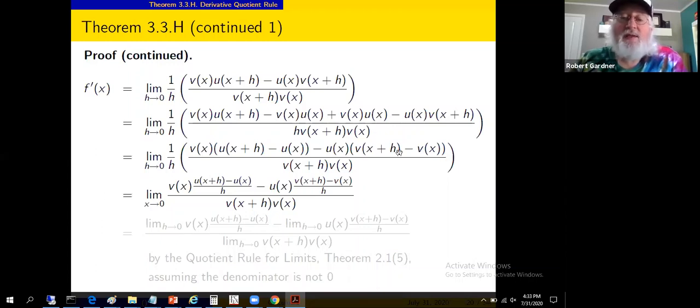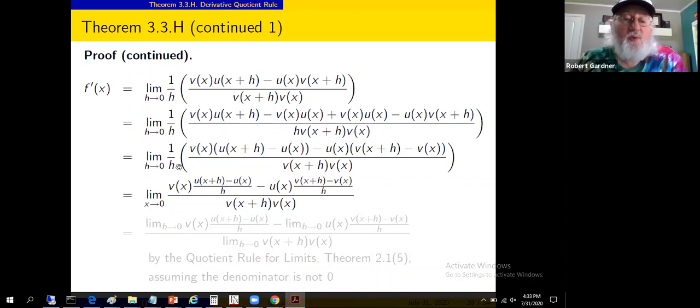So let's factor it like that, being motivated, how again? To look for difference quotients. There's a piece of a difference quotient for U, there's a piece of a difference quotient for V. Didn't do anything to the denominator. Oops, an H mysteriously appeared there that needs to go.